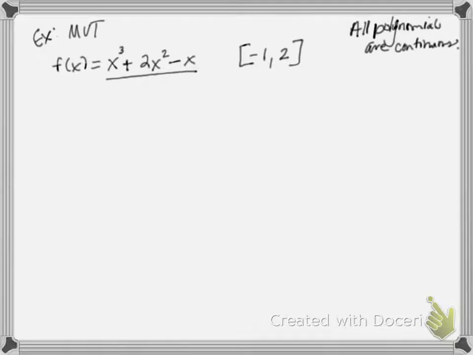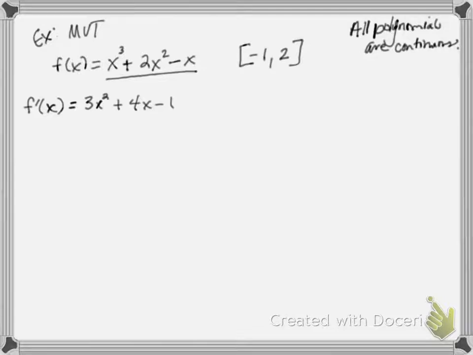All right, so the first thing I want to know is if it's differentiable. It is differentiable. I can take the derivative at every point within that interval. So I'm going to take the derivative of the function now. f prime of x is equal to 3x squared plus 4x minus 1. So that's my derivative function.